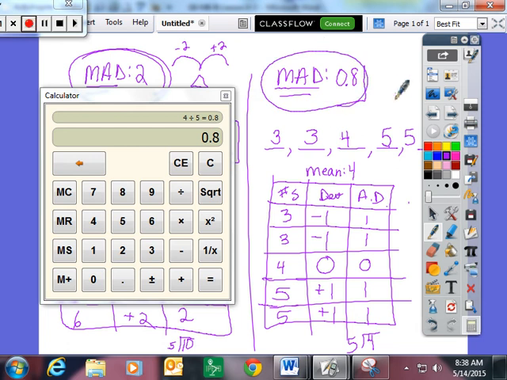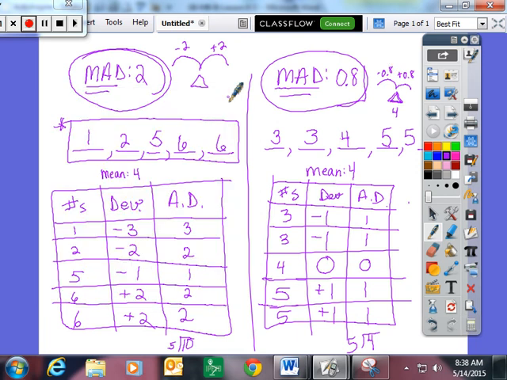Okay? That means when you have your mean of 4, okay, on average, this set of numbers is 0.8 away in either direction from the mean, which means this set of numbers has way lower variability.